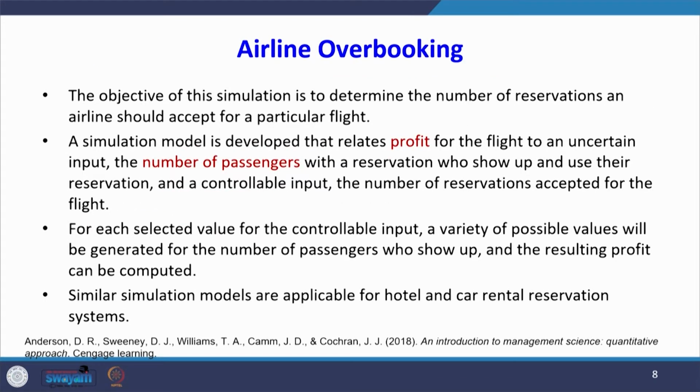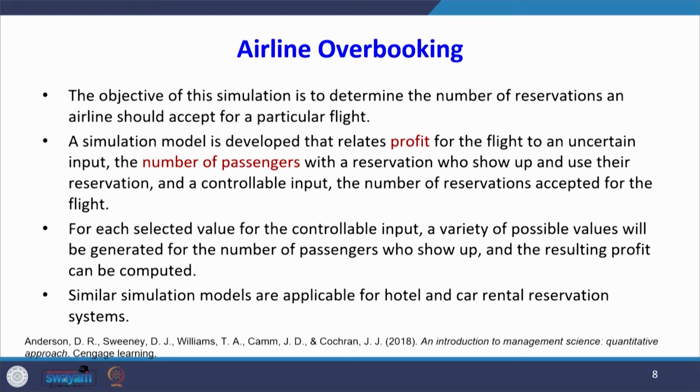Like this, there are so many applications of simulation. Another application of simulation is airline overbooking. You might have seen the ticket fare, sometimes it is higher, sometimes it is lower. So, there they use the concept of simulation. How do they use it? The objective of this airline simulation is to determine the number of reservations an airline should accept for a particular flight.